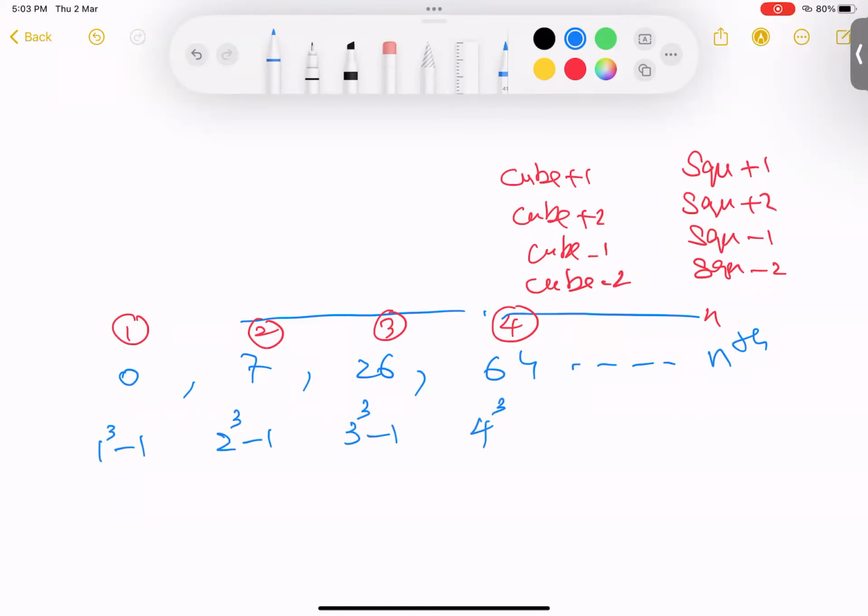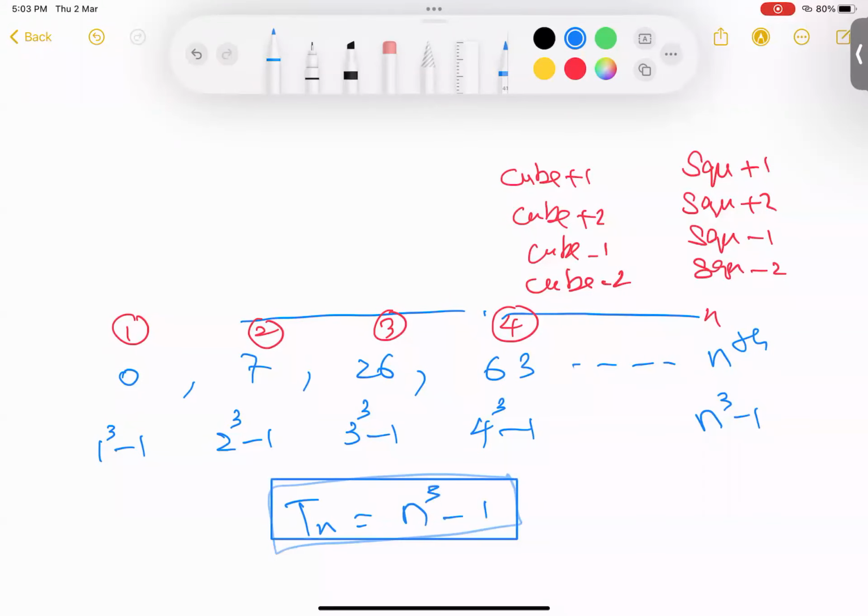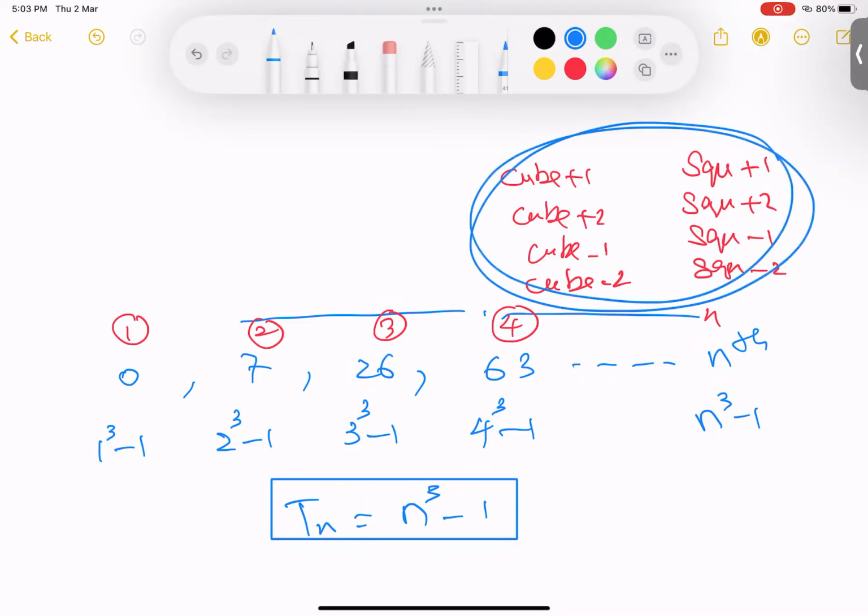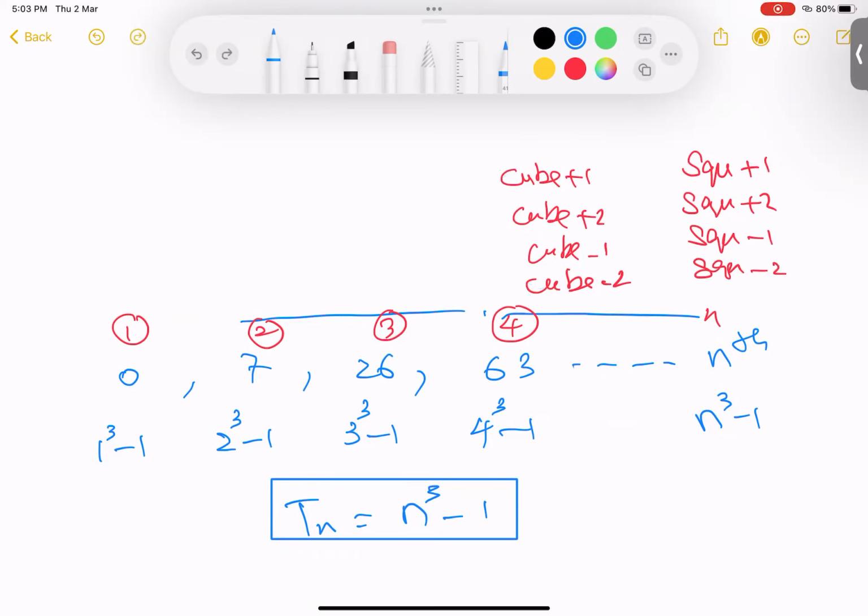And 4 to power 3 is 64. This is wrong, this is my mistake. This is not 64, this is 63, sorry. I made a mistake in this question. So this is 4 to power 3, 64, minus 1, it matches. So alhamdulillah. And what about n? So n to power 3 minus 1, and my nth term answer is coming n cube minus 1. I repeat again, in our whole syllabus, we have these options available only.